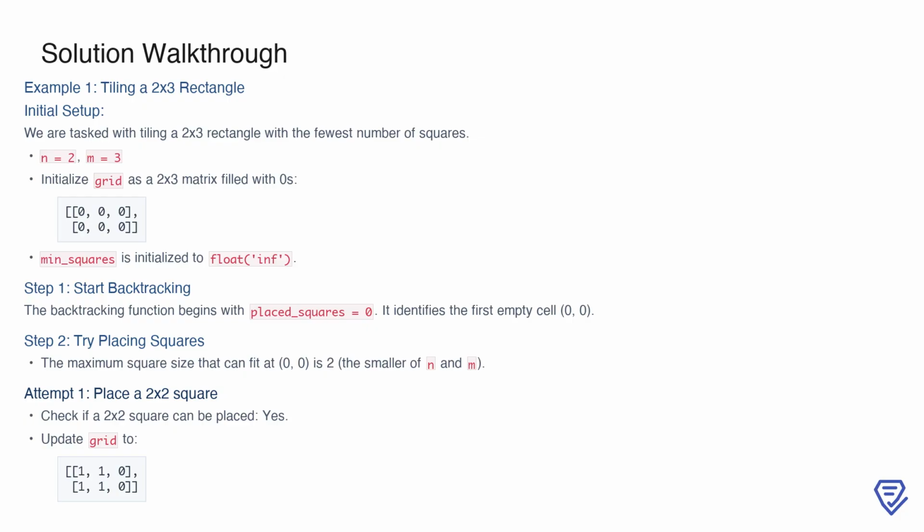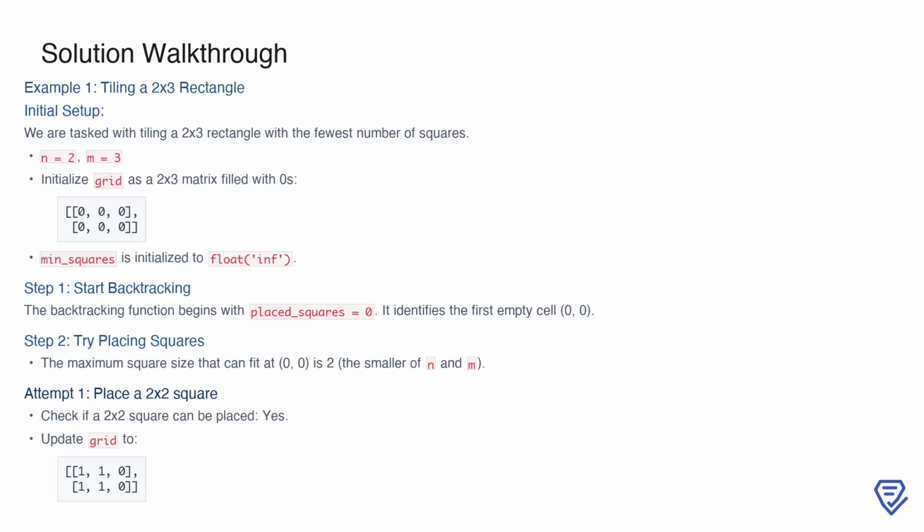In this example, we are tasked with tiling a 2x3 rectangle using the fewest number of squares. To begin, we initialize a grid as a 2x3 matrix filled with zeros, which represents our empty rectangle. Additionally, we set a variable, min_squares, to infinity to keep track of the smallest number of squares we can use.